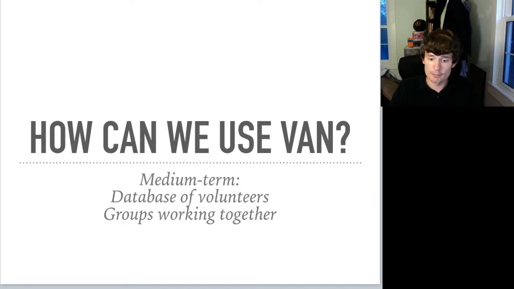In the medium term, one good thing that we can use VAN for is helping coordinate all of our resistance groups and help us all work together. What Indivisible Mohawk Valley is doing is at all of our events, our monthly meeting, our protests outside of Tenney's office, rallies, events like that, we have sign-up sheets that are circulating.